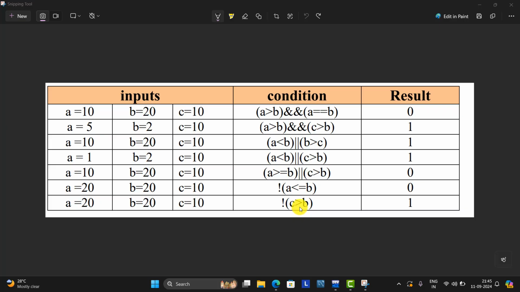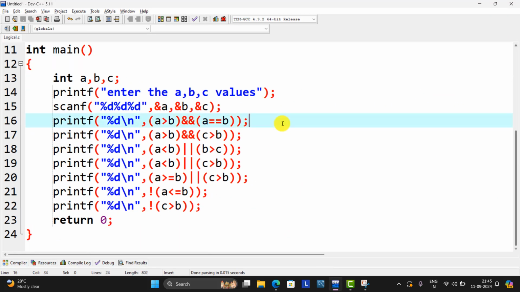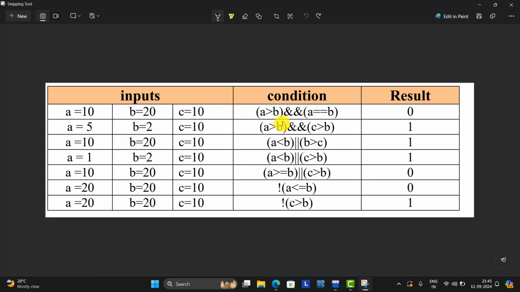C greater than D is 20. Is 10 greater than 20? No, right? 10 is not greater than 20. So the answer is 0 and we are inverting it, so the answer is 1. Now let us see these examples in Dev C++. I have written the code for that. So now let us compare these results in Dev C++. Let us try to hard code these values.